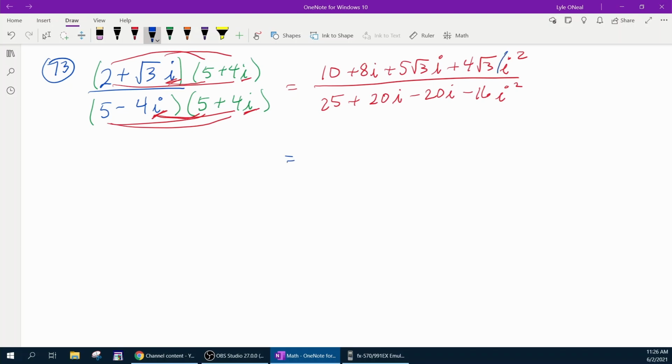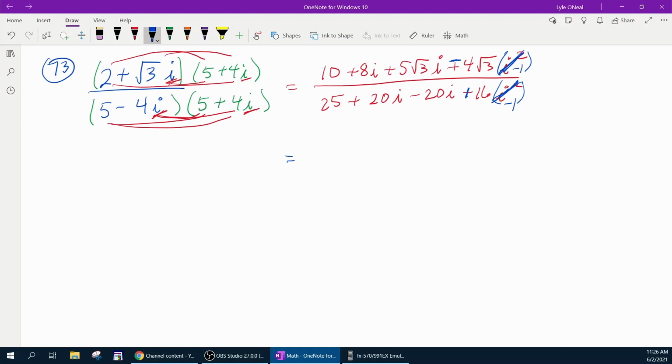So, the first thing I notice is that I've got a couple of i squareds. Remember that those get replaced with negative 1. And what that really does, anytime you have a term with an i squared, you can just erase it and change the sign. Did you see that trick? The i squared, you erase it, and then you change the sign. That's basically what's going to happen there because you're multiplying by negative 1.